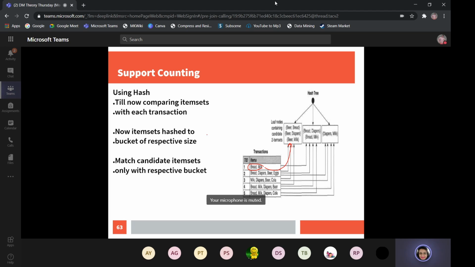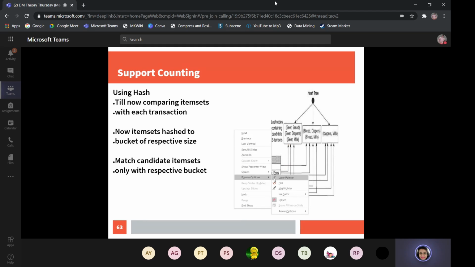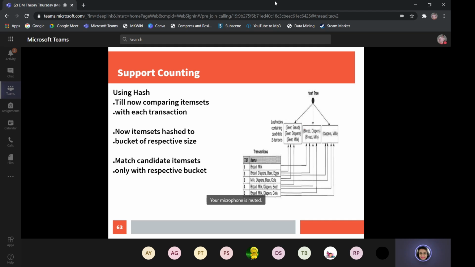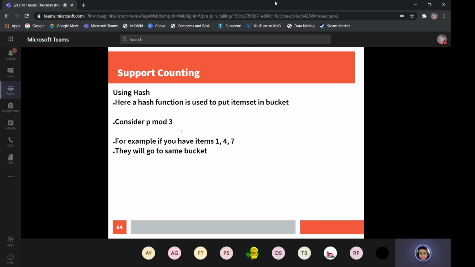So what you are doing is, for each item set that you are talking about, create a respective hash bucket. Design a hash function for it. Now scan the transaction, and whatever item sets come in that transaction, create a hash for it, map it to the bucket and increment the support count there. Here you can use a hash function. It could look something like this.